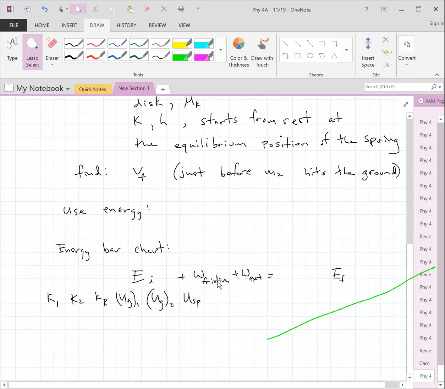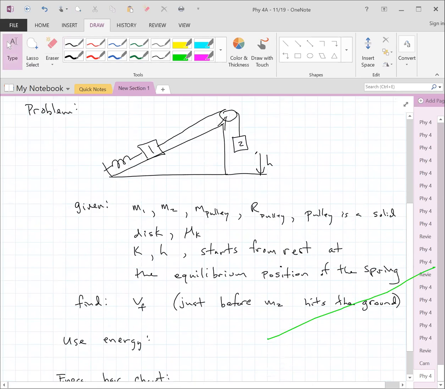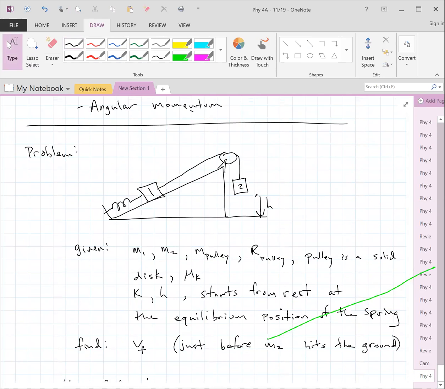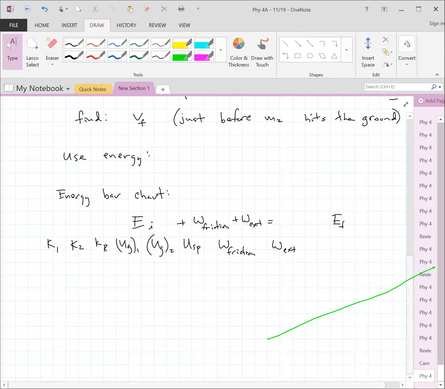And then we have friction. We don't have any external forces. If we define our system properly, we shouldn't have any external forces, because we don't have any hands reaching into our system or just one end of a string sticking into our system. If you have those situations, then you have external forces.